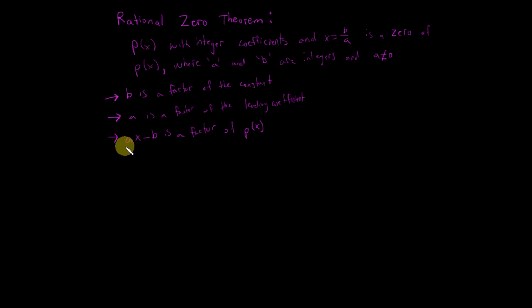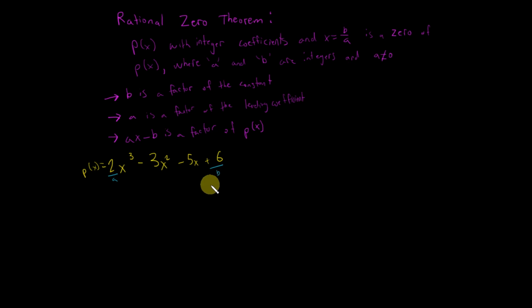So let's do the function p of x equals 2x to the power of 3 minus 3x squared minus 5x plus 6. The first thing you'd think to do here is, I would say that this is my a value, so I know a is going to be a factor of the leading coefficient, and the constant term is 6, so our b is going to be a factor of the constant term, and I know that my root is x equals b over a.